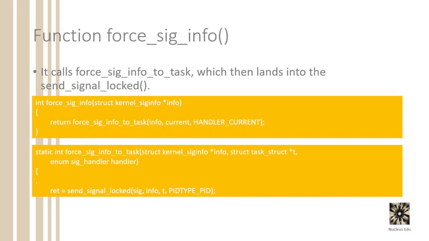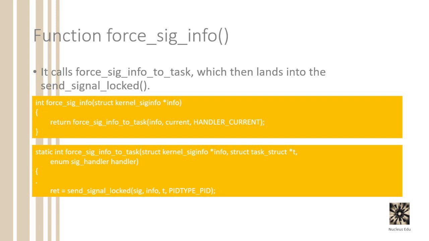And at this point, we're going to stop here because send_signal_locked is the exact same function which the asynchronous signal generation also uses for its processing, and we have already covered that in part 1. So basically what is happening is synchronous and asynchronous signal generation start at different points, but then land in the same send_signal_locked.